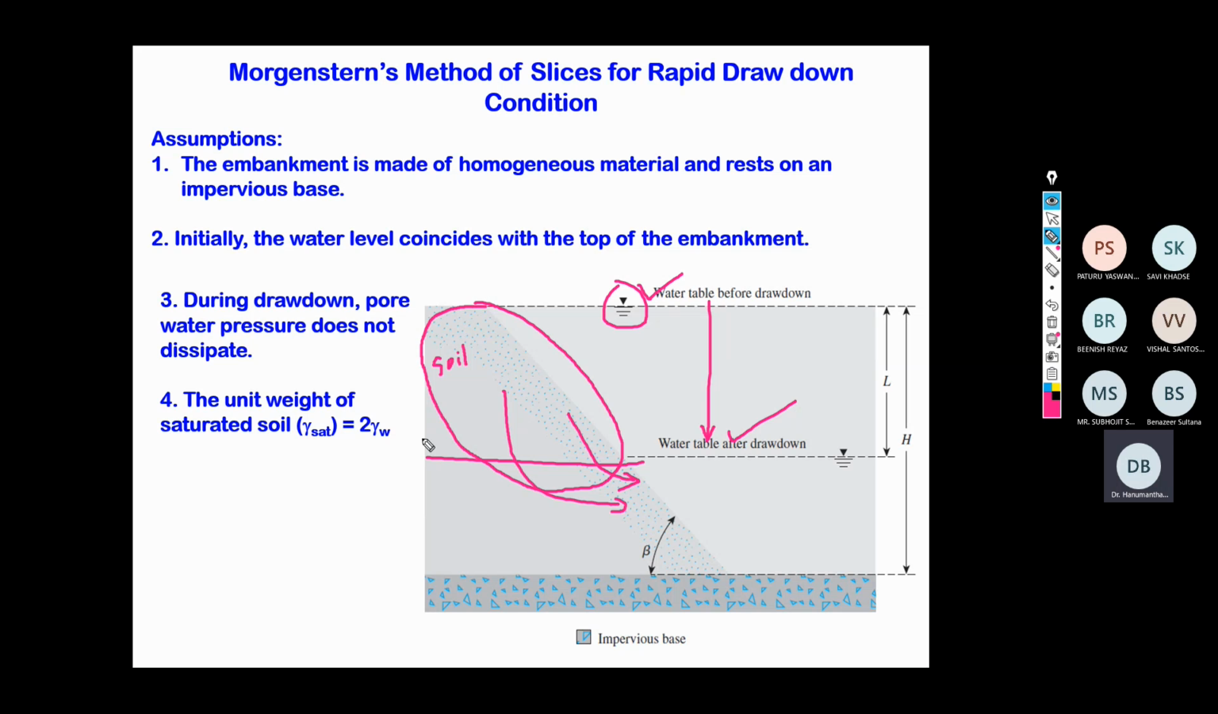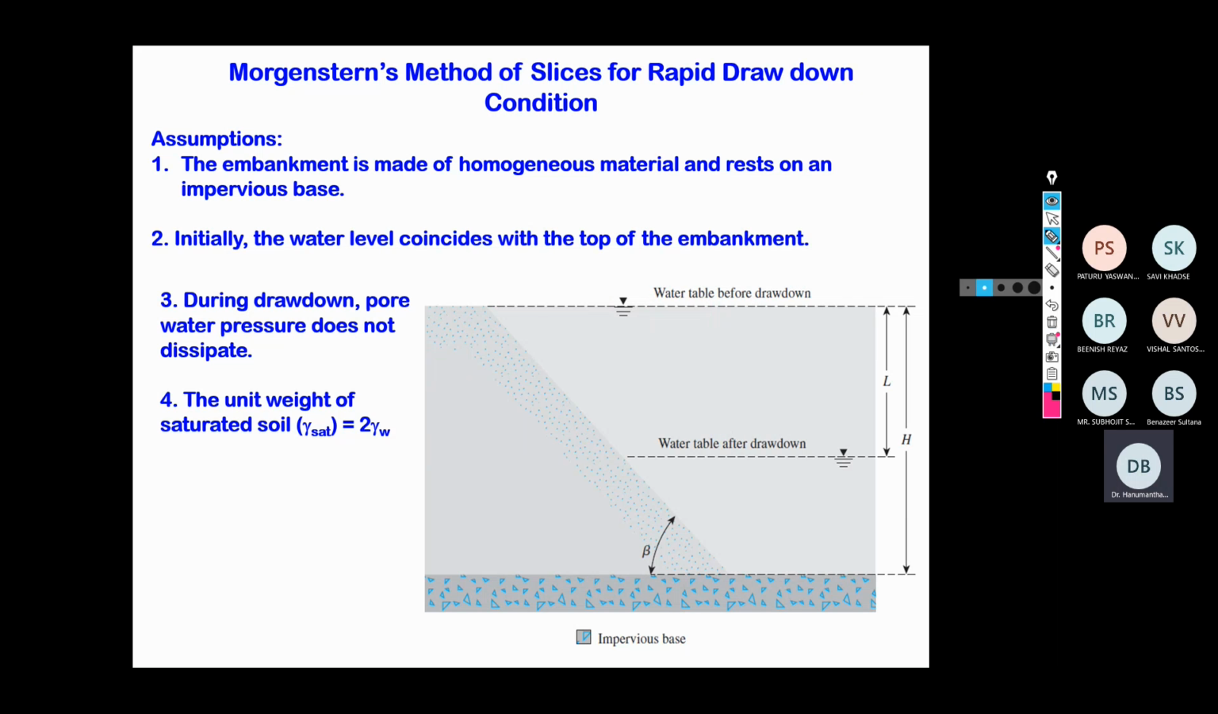Here also it is approximately said that under drawdown condition, the gamma sat is approximately twice that of the gamma w, almost double the weight. So you can imagine the weight is double and that weight is not accounted for in the stability. So obviously one can envisage some kind of failure under drawdown condition. This is the fundamentals of the drawdown condition.